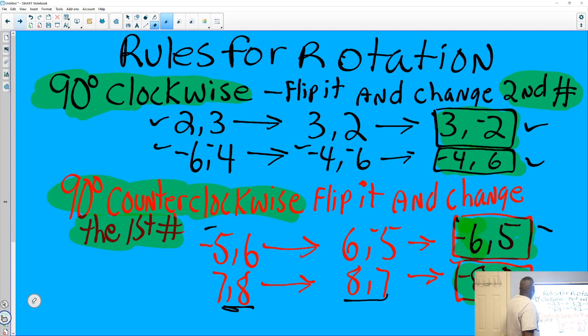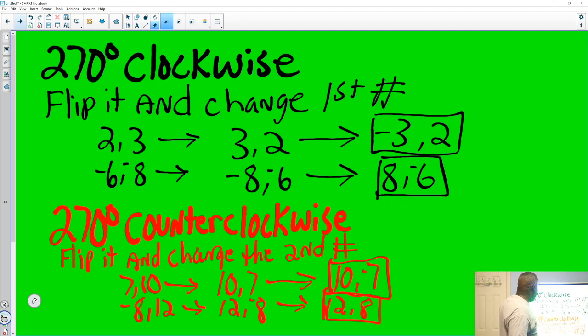Now, for 270 clockwise, you flip it. Here we go. You flip it. You see what it says, 2 and 3 right here? Everybody see this 2 and 3? I flipped it to 3, 2. And then I changed the first number. That's the rule for 270. It's almost like the rules for the 90 degree one. You flip it, and then you change the first number.